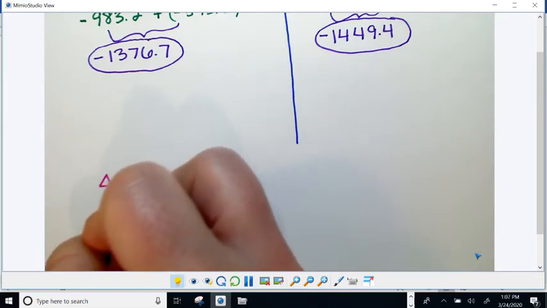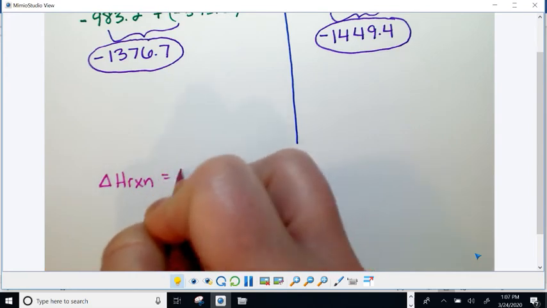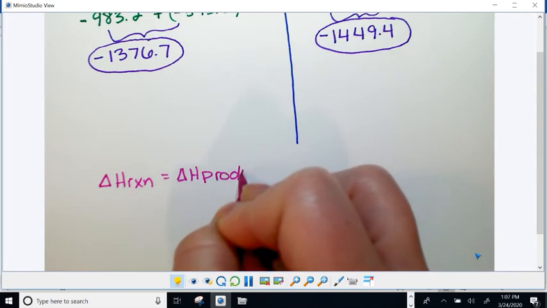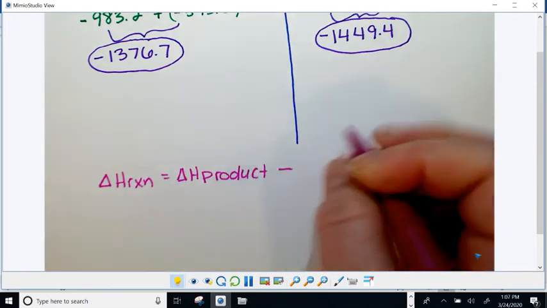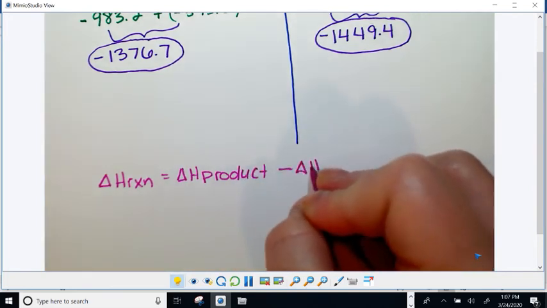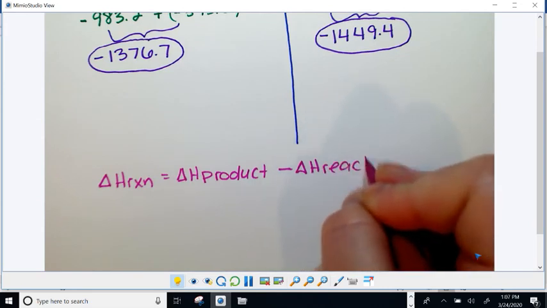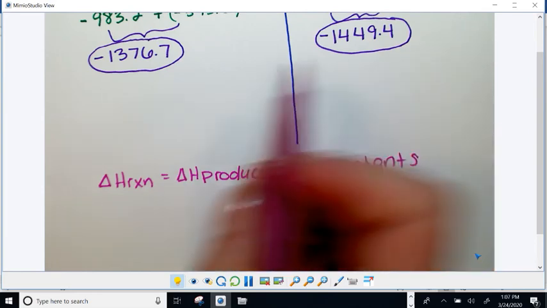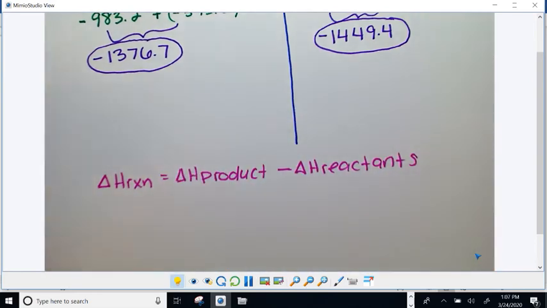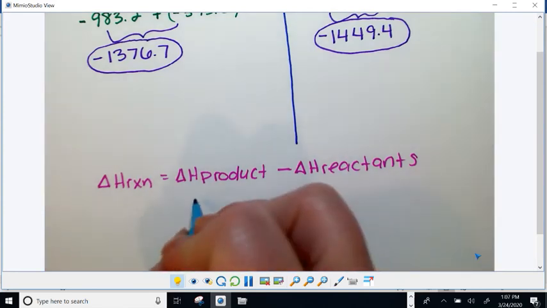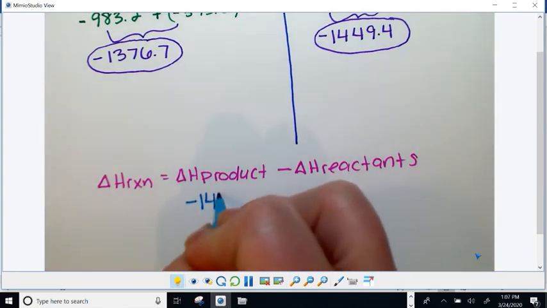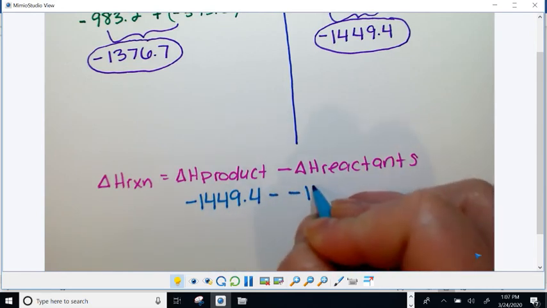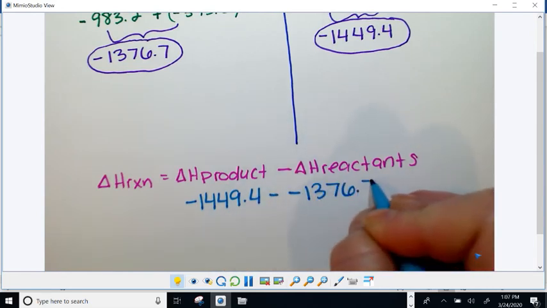Delta H for the reaction is equal to the delta H of the products minus the reactants. So it's always going to be this side minus this side. And I am going to go ahead and plug it in. I have negative 1,449.4 minus negative 1,376.7.